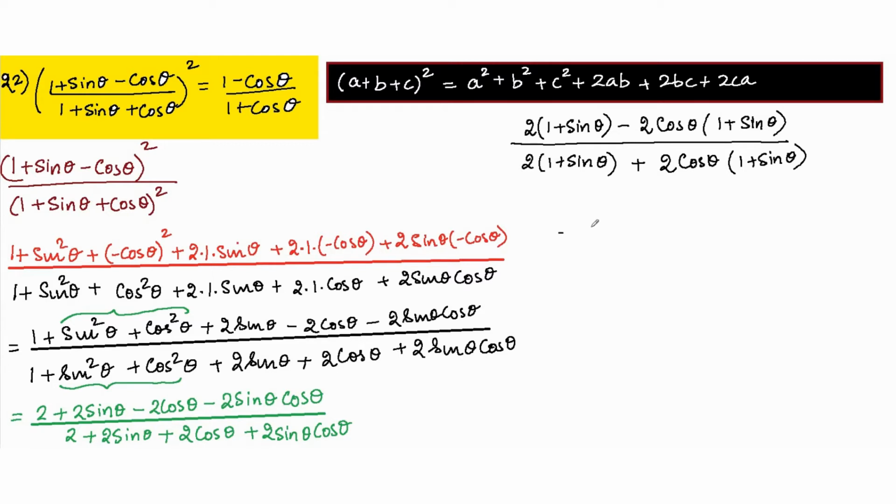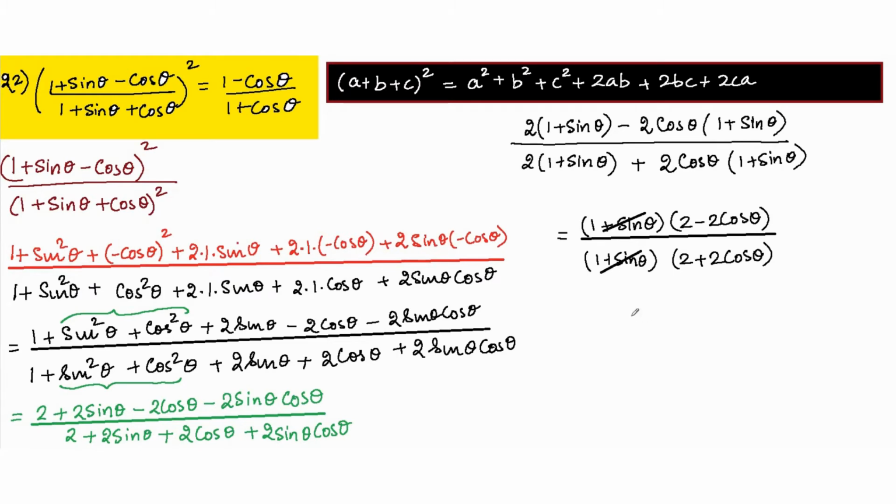Now you will notice that 1 plus sin theta is common in the numerator. So I am left with 1 plus sin theta into 2 minus 2 cos theta. And similarly in the denominator also, I have 1 plus sin theta left and I get 2 plus 2 cos theta. Now 1 plus sin theta cancels from both numerator and denominator.